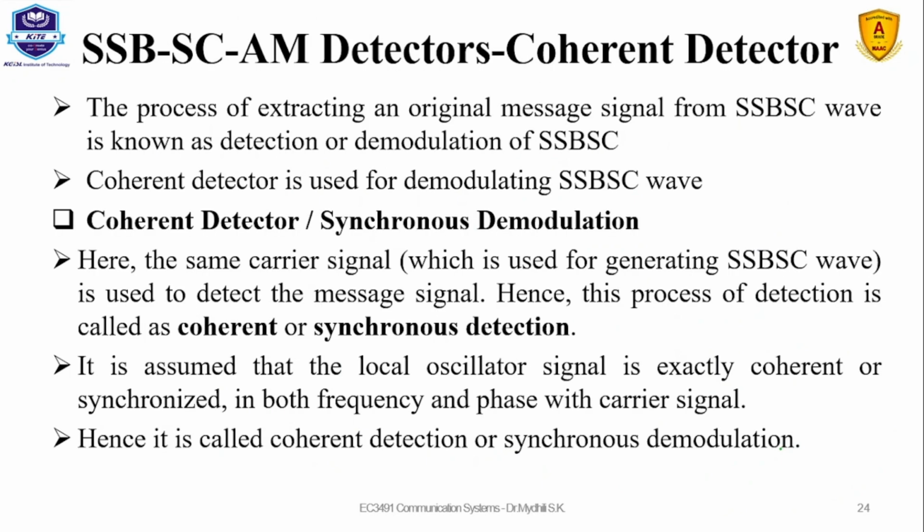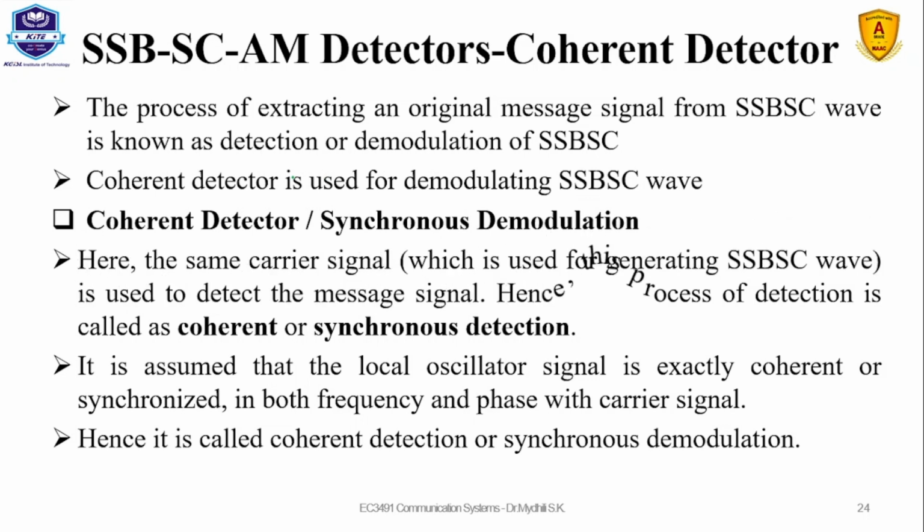Next is about the detector part. In the detector part we'll be seeing the same process as the double sideband suppressed carrier AM technique, which uses a coherent detector for the detection part. The process of extracting the original signal from the SSB-SC wave is known as the detection or demodulation of SSB-SC. So a coherent detector is used for demodulating the same.